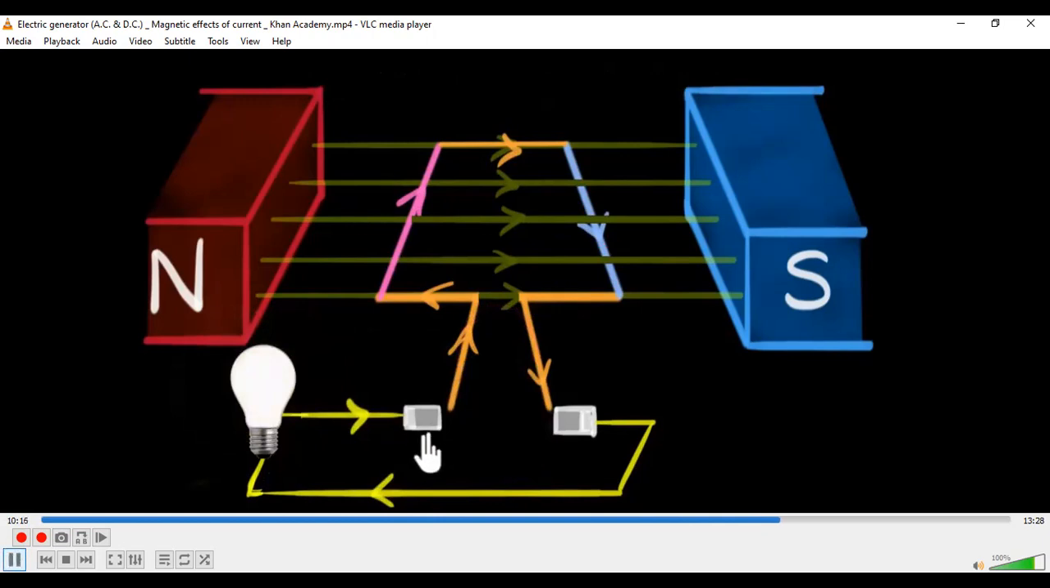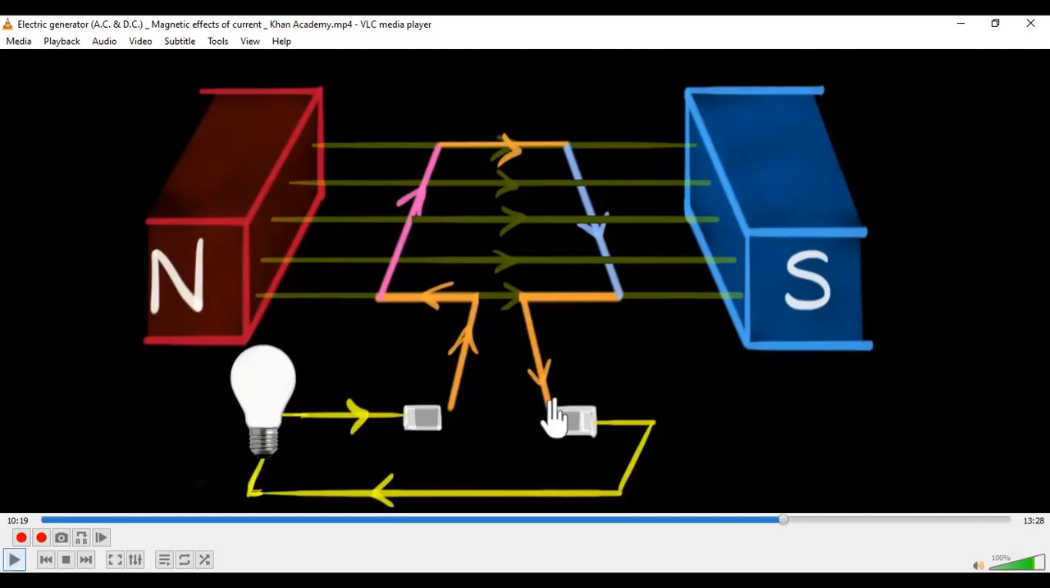What is this brush? If you want to keep the same direction of the current passing through the lamp, then this brush should always be connected with which wire? This direction of current means the pink one. And this brush should always be connected with the current direction. Which conductor has this current direction?